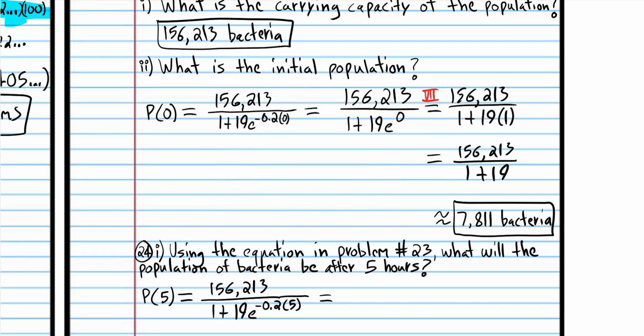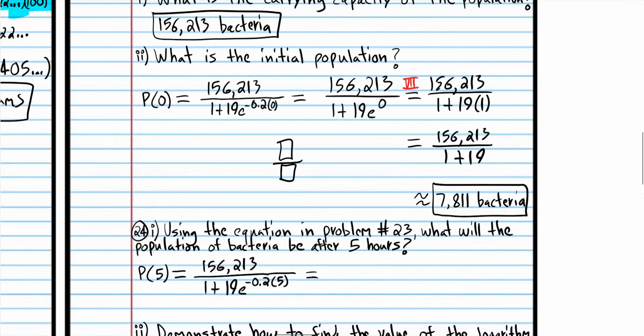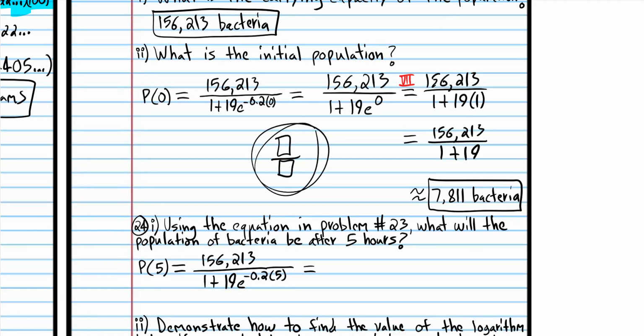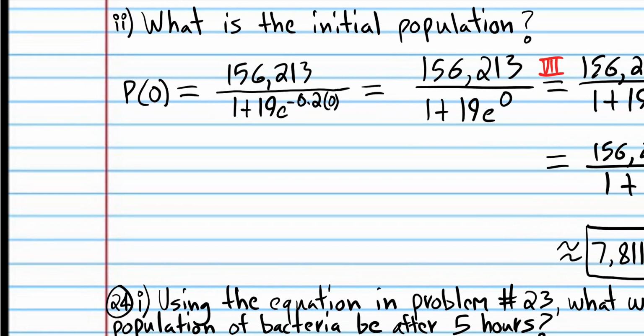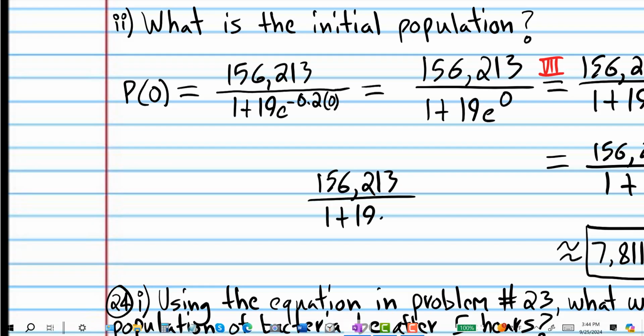I'm going to push the green alpha button and then the y equals button. Then I'm going to press enter, and you should get a fraction template that looks like that. Then I'm going to enter 156,213 in the numerator and use the down arrow key and enter 1 plus 19, then the blue second button, and then the ln button. So what you should have at that point in your calculator is 156,213 divided by 1 plus 19 e to the box.